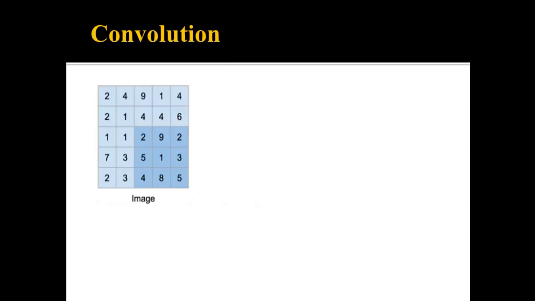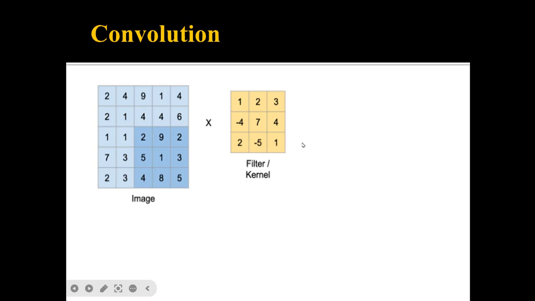Here we will consider an image of size 5 cross 5, that is, there are 5 rows and 5 columns. We will consider a filter or kernel of size 3 cross 3. Here we perform element-wise multiplication between the image pixel values that match the size of the kernel and the kernel itself, and sum them up. This provides us a single value for the feature cell.